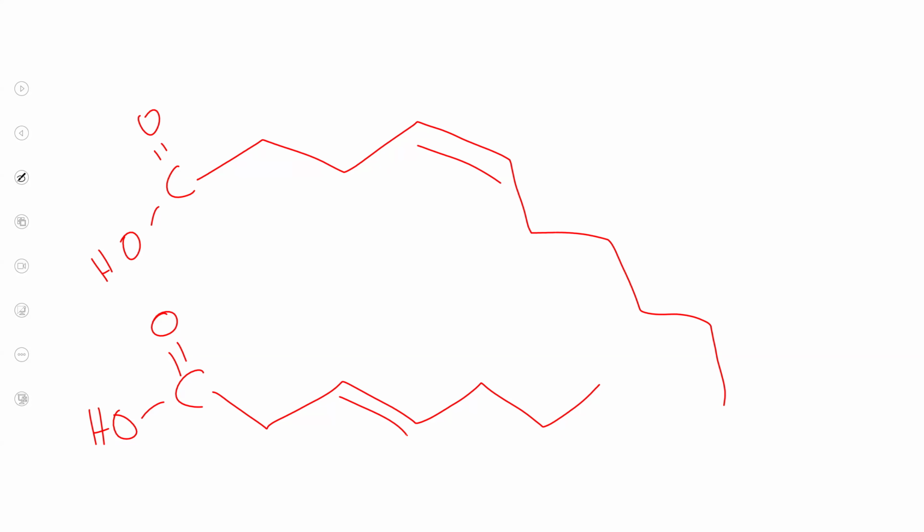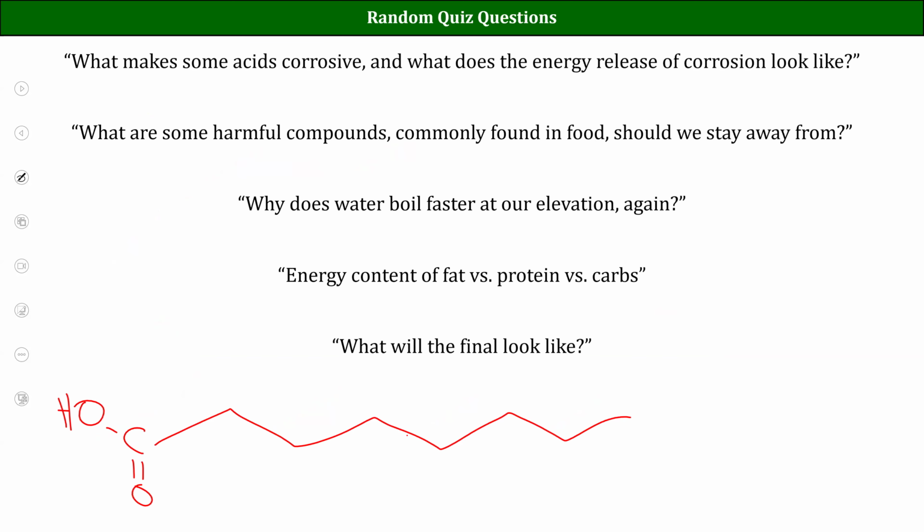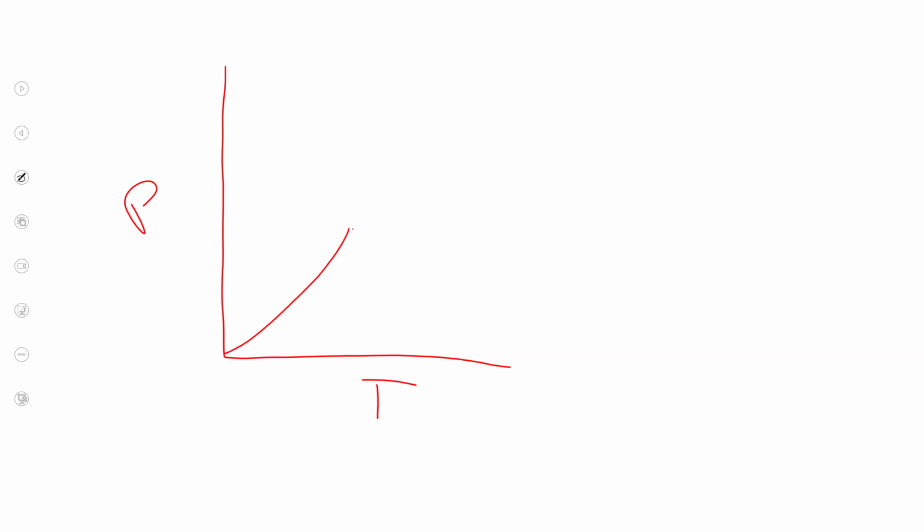A little primer on biochemistry today. Somebody asked me to recap why does water boil faster at our elevation. And it's not about rate, it's about temperature, right? So I'm going to go back to that phase diagram. I always have to think hard about which side gets the pressure and which side gets the temperature. That's normal.